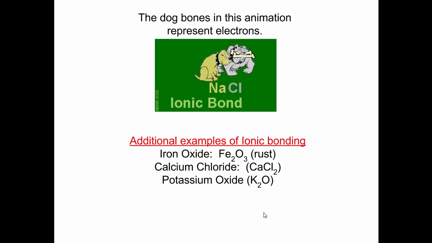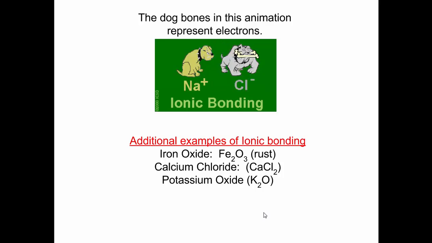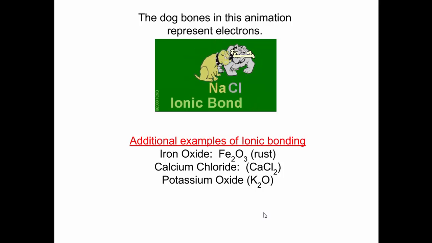So, if you look at the dog bones in this animation, they represent the electrons. Okay, so the dog comes and he gives his bone to the bigger dog. Right, now they're near each other. So that's an ionic bond.